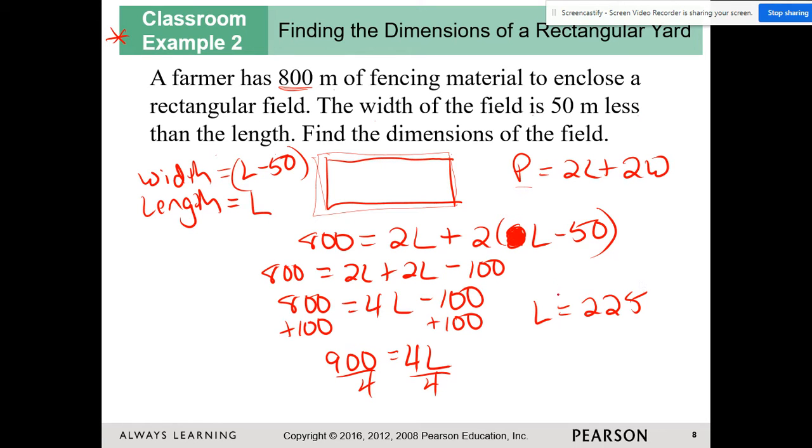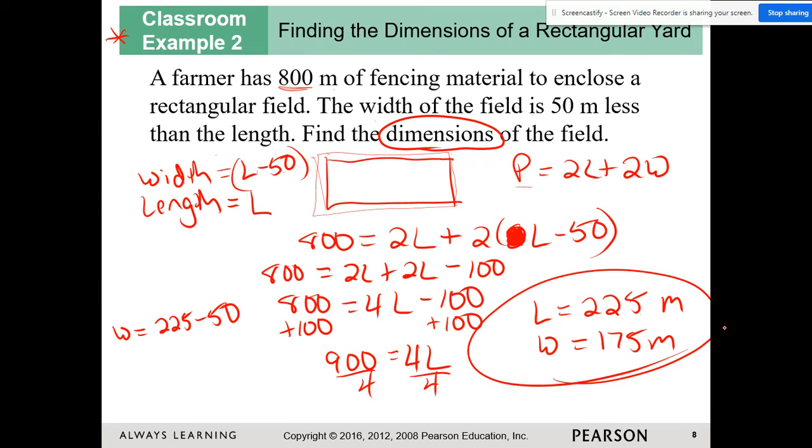Okay, so it says find the dimensions. Be careful when it says find the dimensions. The word dimensions means both the length and the width. So don't stop when you get the length. You need to find both. So the length is going to be 225 meters, and the width. Remember to find the width, we take the length and subtract 50. So our width is our length, 225, minus 50. If I subtract 50, I get 175. Okay, there you go.